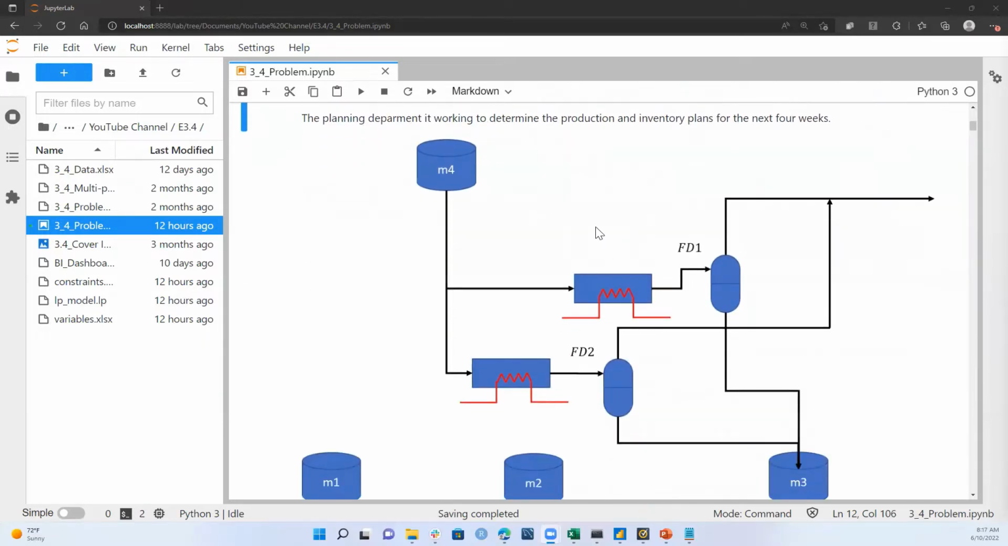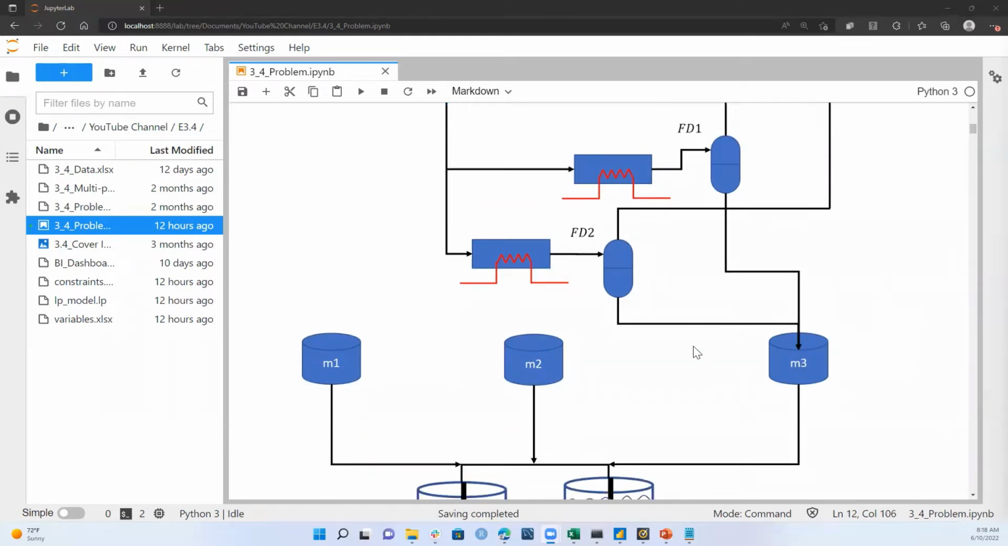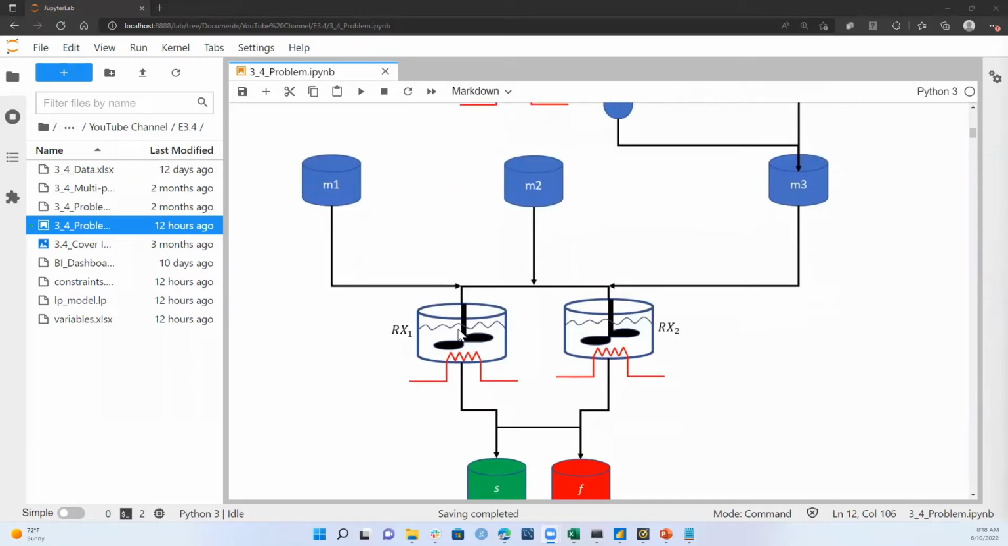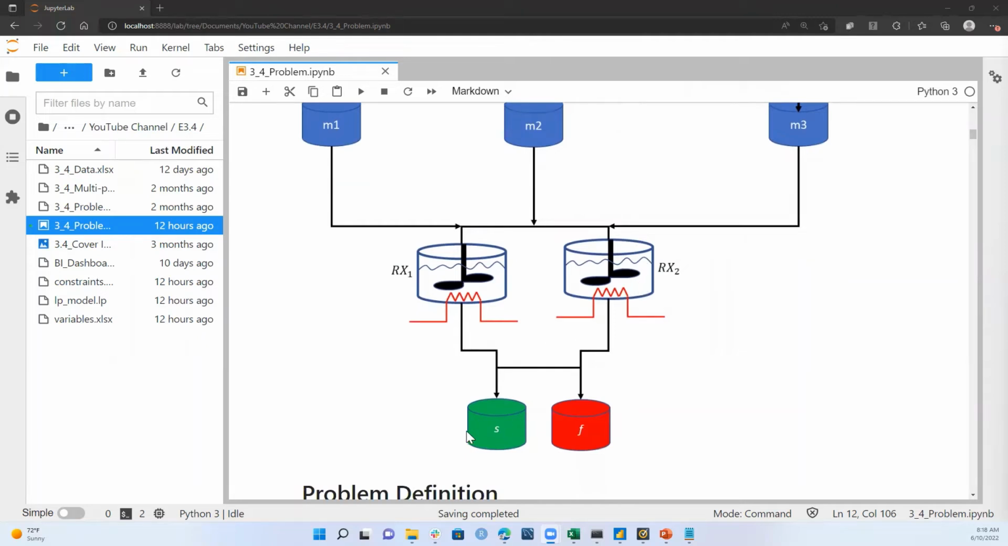Below, we have a depiction of this problem. We have our material 4, which is fed to our flashing units FD1 and FD2 to produce a byproduct, which is sent offsite for processing, and our material 3. Materials 1, 2, and 3 are then sent to either mixer unit 1 or mixer unit 2 in different proportions to produce either a solvent-based product or a fuel additive product.